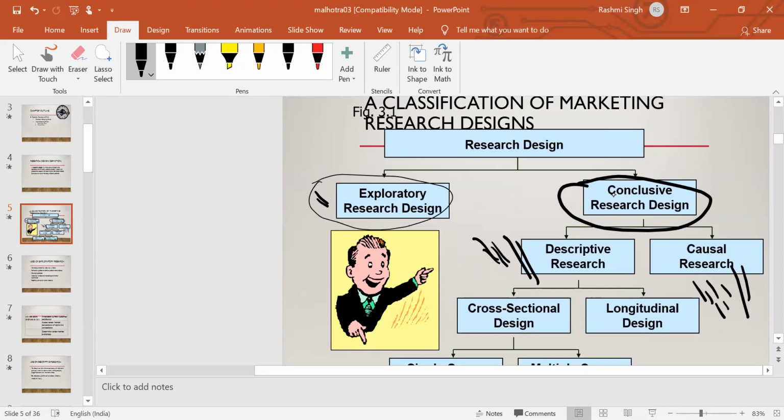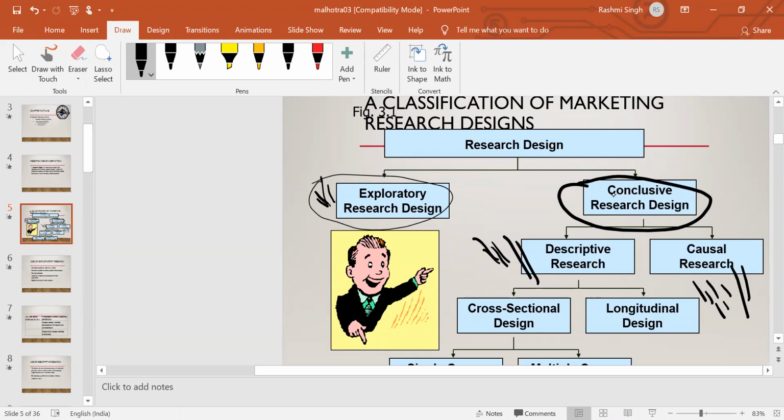So the first time you go to any particular area to start any business, you have to perform such exploratory research. You have to explore that particular region or area. Later on, when you know everything, this exploratory research design is not required. It is used when your problem is very loosely defined or unstructured in nature. Then you perform exploratory research design first, followed by descriptive or causal research.